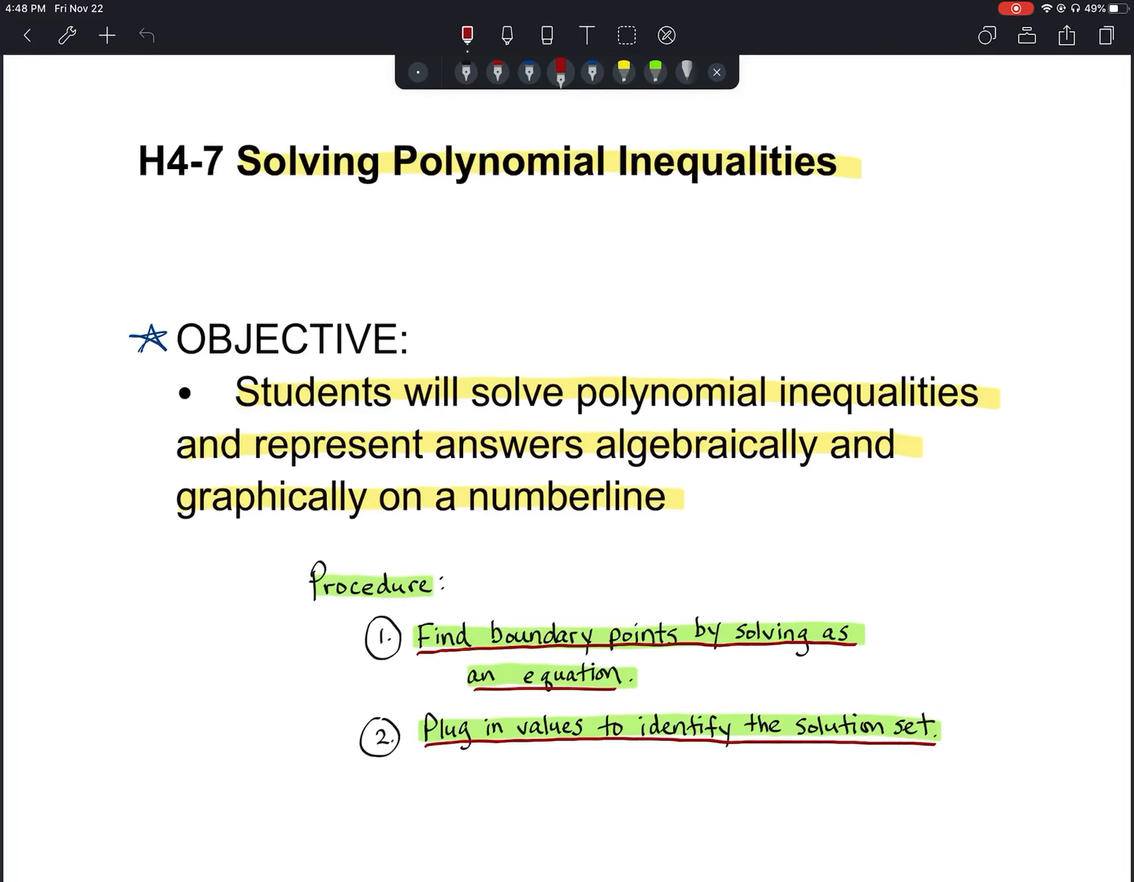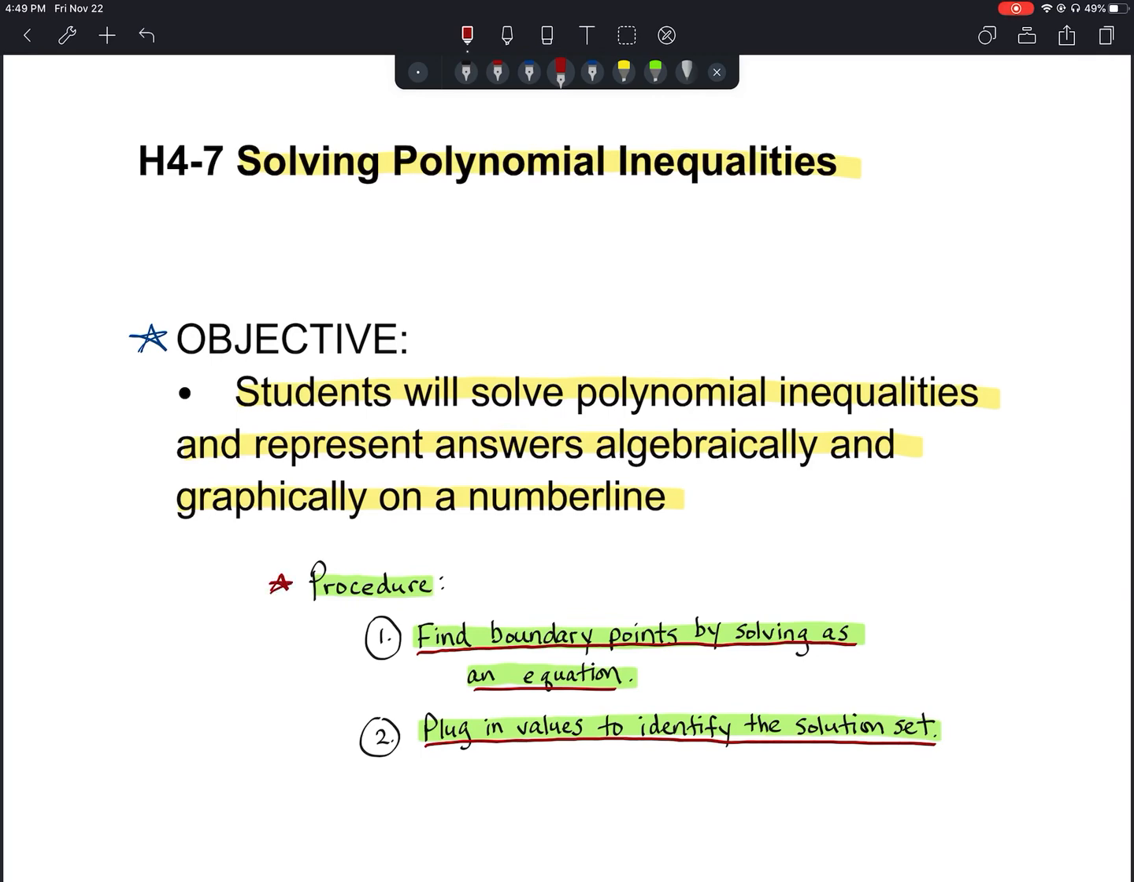Hi, welcome to the notes for H4-7, Solving Polynomial Inequalities. Our objective today: students will solve polynomial inequalities and represent answers algebraically and graphically on a number line.